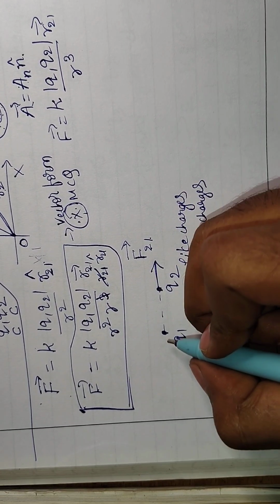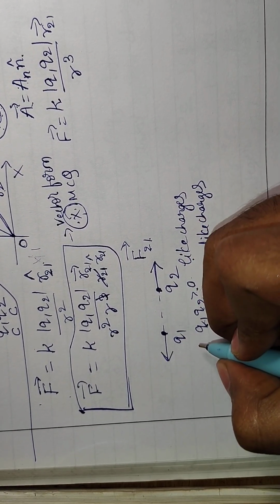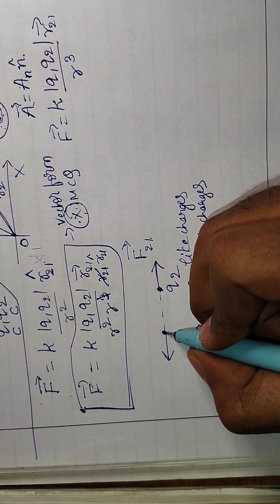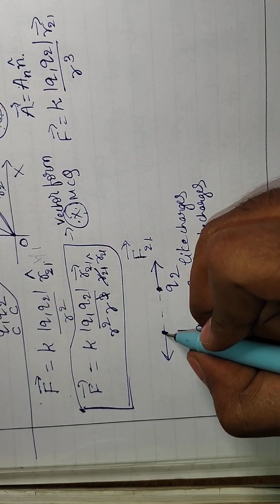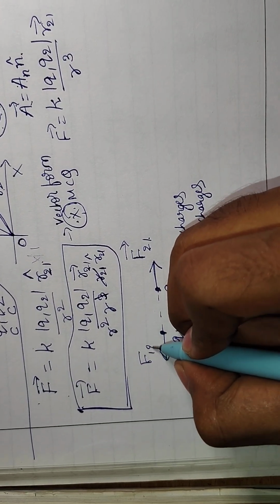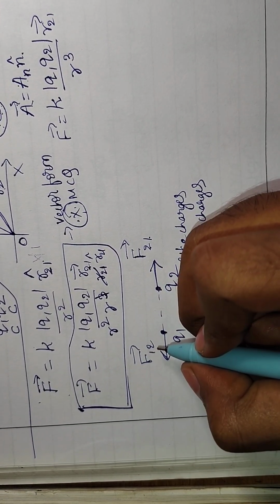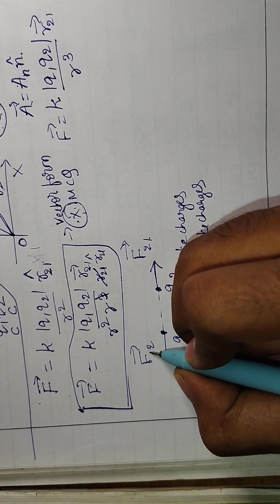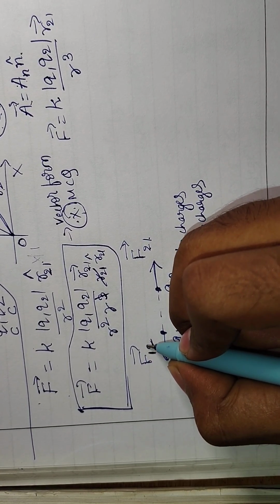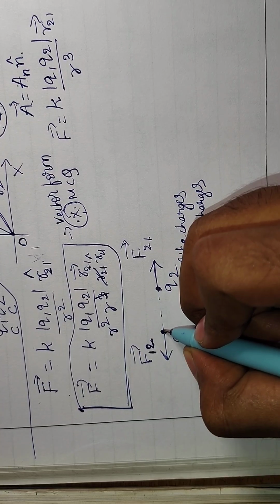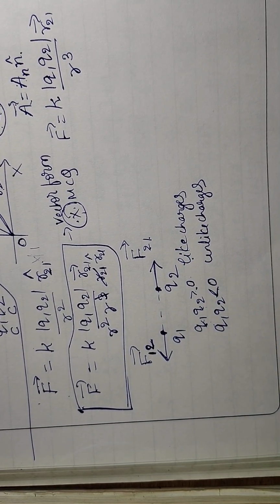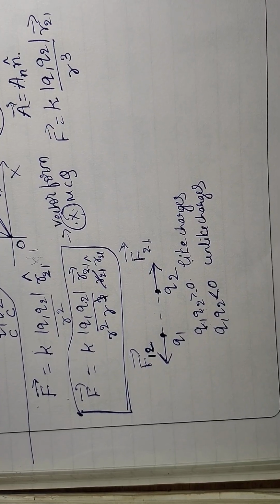Okay, similarly, what will be the force acting on this charge? Charge is Q1, due to which other charge is force acting on it? Due to charge Q2. So here it will be F12 vector, and while reading you should read it as force acting on charge Q1 due to the presence of charge Q2, and this charge will move in this direction, right? So this is the direction of F12 vector.